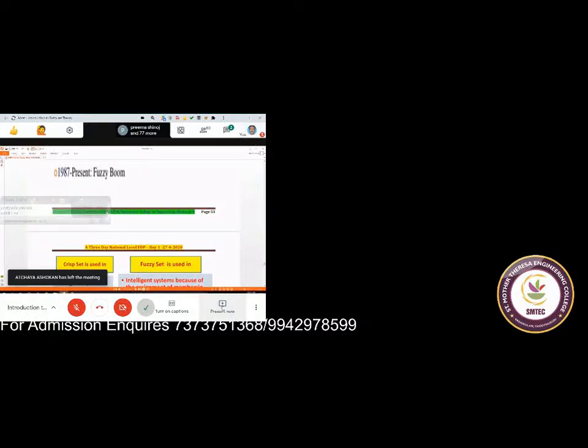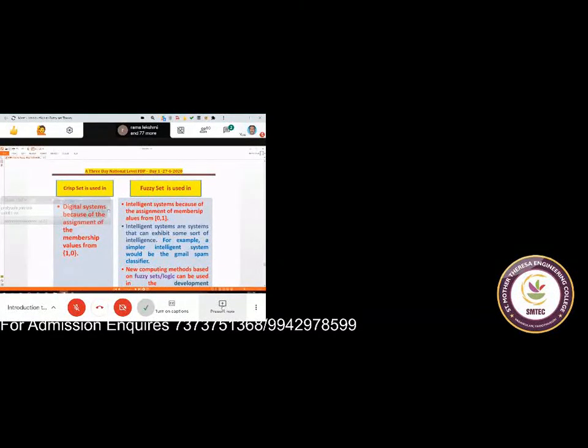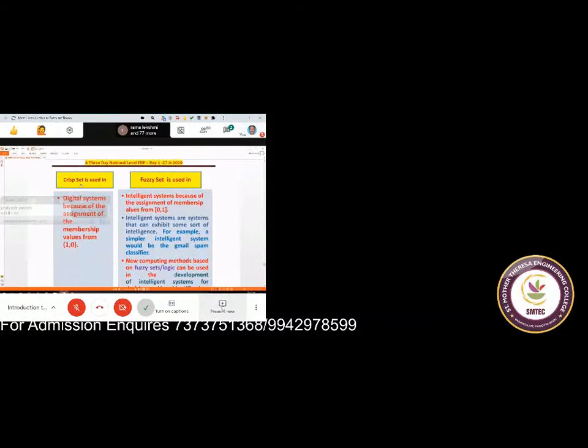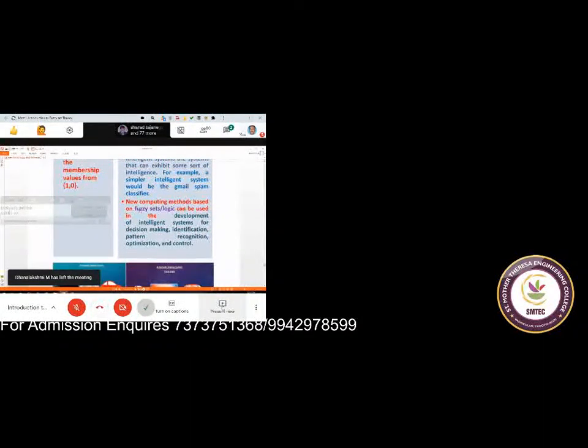And we are going to see very interesting information in this slide. Crisp set theory is used in digital systems because of the assignment of the membership value, Boolean membership value 0 and 1. Fuzzy set theory is used in intelligent systems because of the assignment of membership values from 0 to 1. Intelligent systems are systems that can exhibit some sort of intelligence. For example, a simple intelligent system would be the Gmail spam classifier that we can see in our mail.